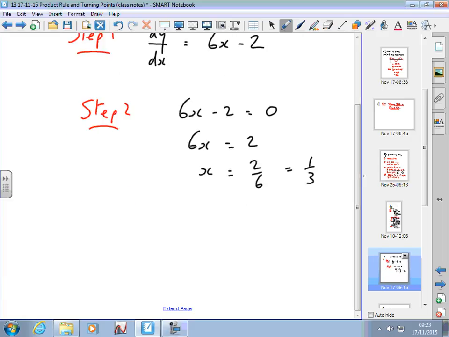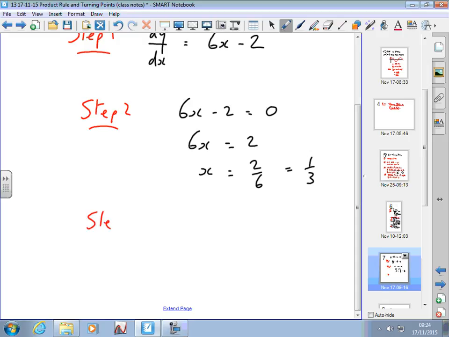Step 2. Differentiate it, step 1. Step 2, let that differential equal 0 and solve the equation. This time it's a fairly straightforward linear equation. So x turns out to be 1/3. So that tells me that there is a maximum or minimum value for this function when x equals 1/3.